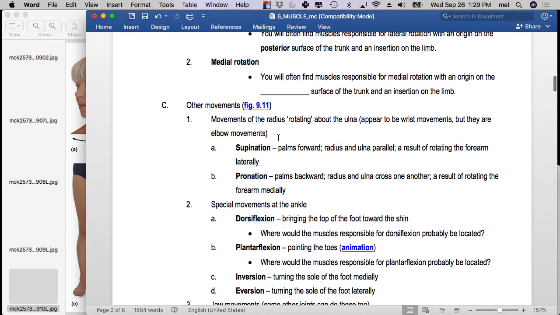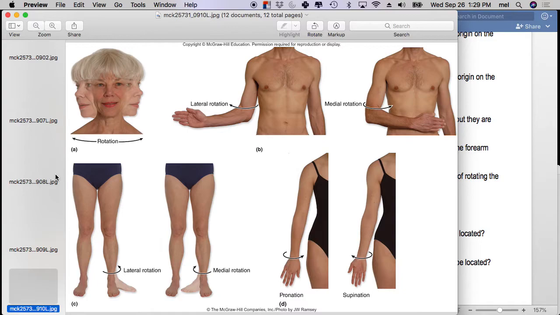Okay, so now we've got a couple more. These are kind of special movements. These are mostly the radius rotating around the ulna. And these are supination and pronation. And supination and pronation are really named for how you end up. If you supinate, you end up being able to drink some soup. If you pronate, you pour it out. Supinate, pronate.